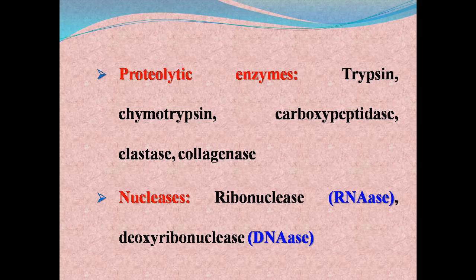Proteolytic enzymes, trypsin, chymotrypsin, carboxypeptidase, elastase and collagenase. And we have also some nucleases in pancreatic juice like ribonuclease or RNase and deoxyribonuclease or DNase.